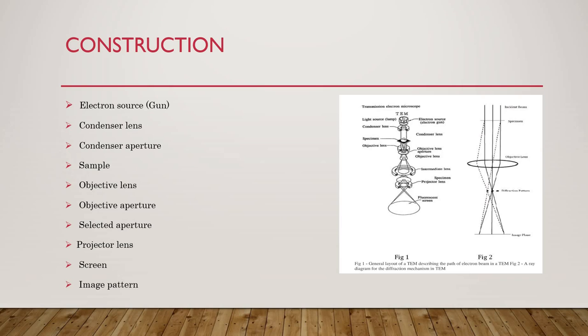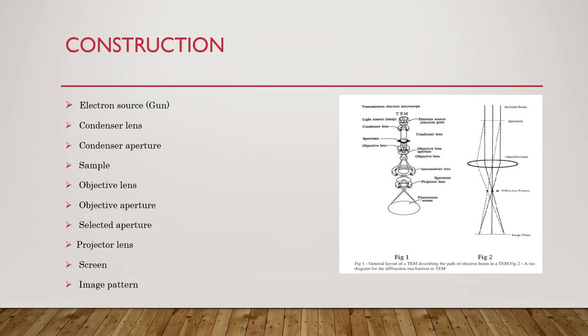Next is the objective lens. The main function of the objective lens is to focus the transmitted electrons from the sample into an image. Objective aperture. The objective aperture enhances the contrast by blocking out high-angle diffracted electrons. Next is the selected aperture. It enables the user to examine the periodic diffraction of electrons by ordered arrangements of atoms in the sample. Next is the projector lens. The projector lens is used to expand the beam onto the phosphor screen.